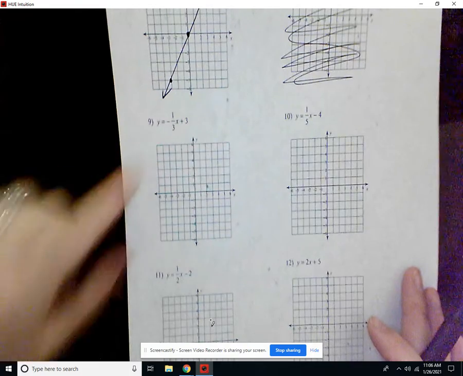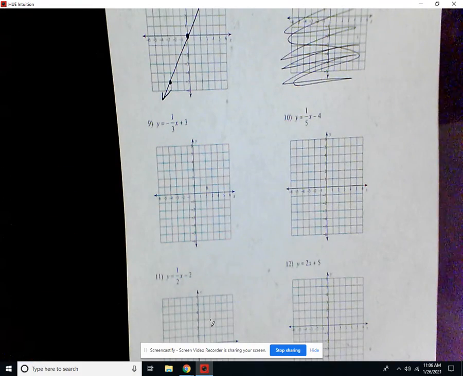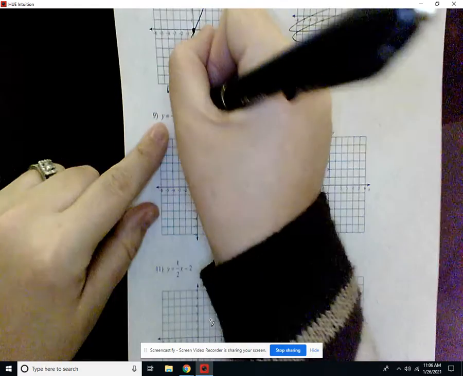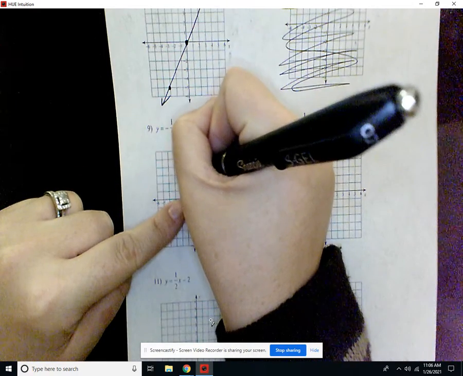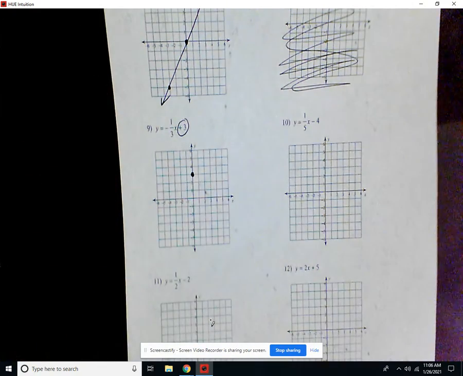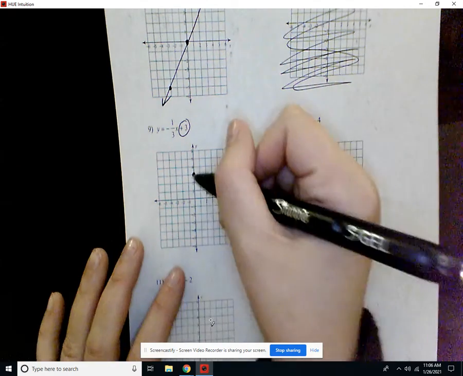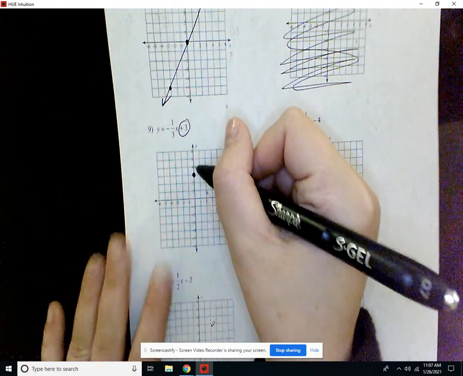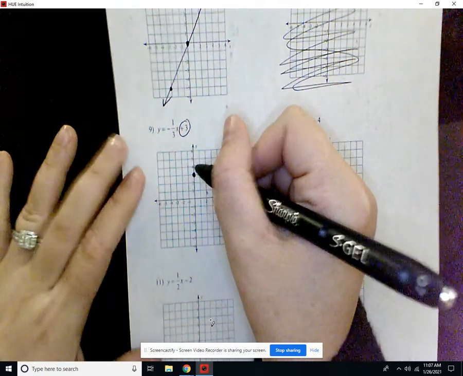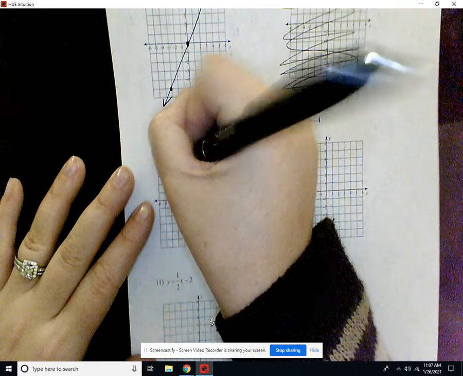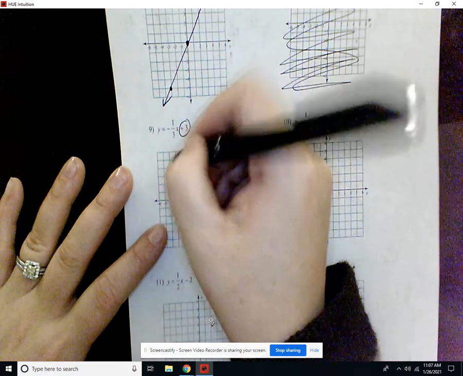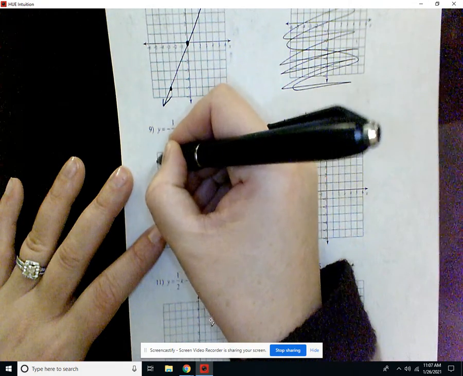Okay, number 9, negative 1/3 x plus 3. So again, the number at the back is where we start. So that goes on the y-axis. We're going to rise 1, run 3. So rise 1. This time the fraction's negative, so we're going to go to the left 3 spaces. 1, 2, 3. Continue, rise 1, go to left 3.